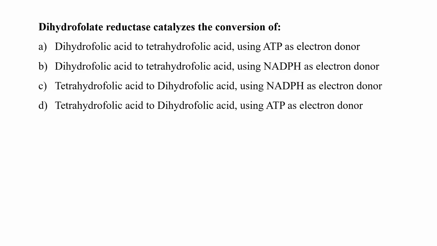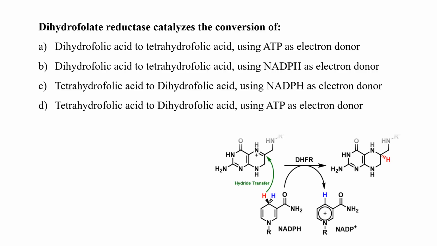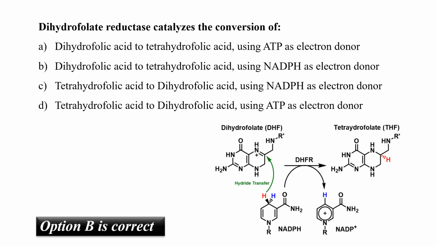DHFR, or dihydrofolate reductase, catalyzes the conversion of... As we all know, DHFR is an important enzyme of de novo purine or thymidylate synthesis. It converts dihydrofolate to tetrahydrofolate using NADPH as an electron donor. So here option B would be the correct answer. The DHFR catalyzes the conversion of dihydrofolic acid to THF using NADPH as an electron donor.